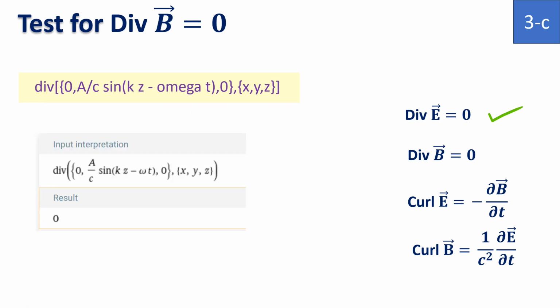We do the same for the second Maxwell equation and get the same result. The divergence of B is 0. So far, great. Now let us go to the third and fourth equations, which are really the tough ones.